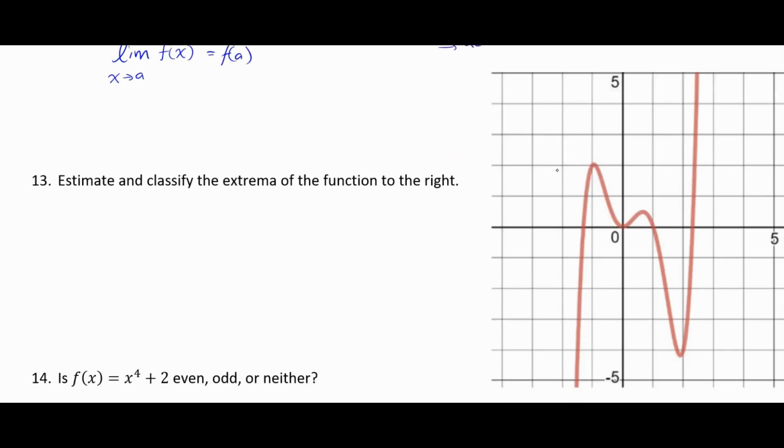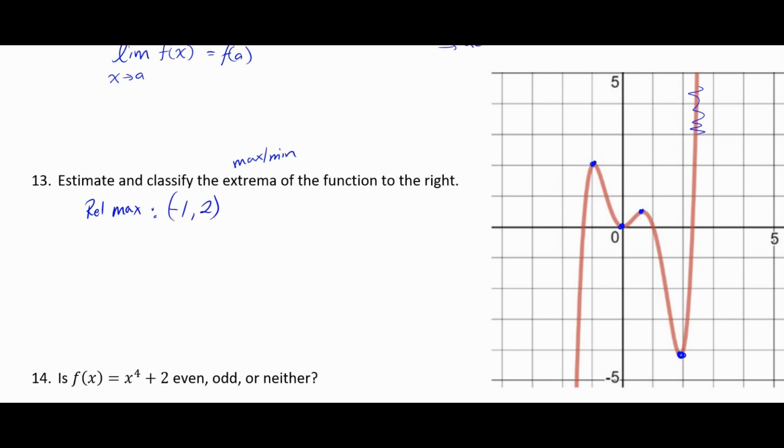In question 13, we want to estimate and classify the extrema of this function here to the right. So we have extrema, those are maximums and minimums. So I have a maximum here, a minimum here, a maximum here, and a minimum right there. So as we're going through it, we could say this one is a relative max because no point is higher than it in this area. Sorry, if there was, these points are higher over here, but it's not in this area. We're only looking at a peak. So that relative max is -1, comma 2.